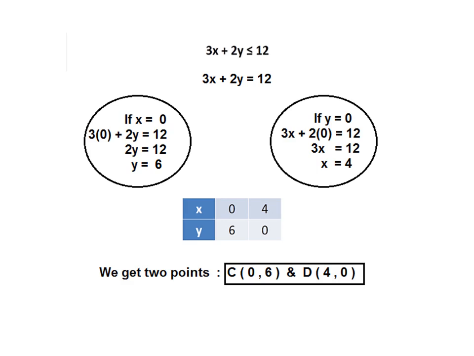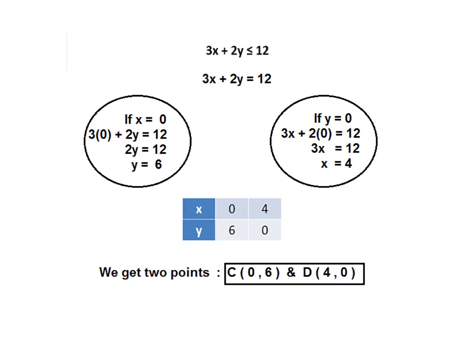Similarly, let us continue with the second constraint. We will consider it as an equation again: 3x + 2y = 12. In that, let us try to find the intercepts. First, on the left side circle, x = 0. So the equation becomes 3 into 0 plus 2y = 12, which simplifies to y = 6. On the right side circle, if you substitute y = 0, you will get x = 4. So the two points are (0, 6) and (4, 0).